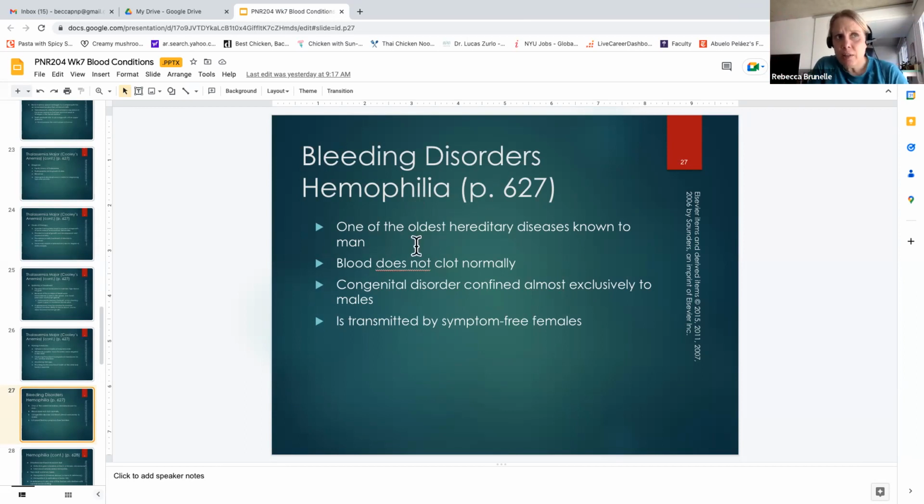It is also genetically inherited, but it's different. So it says here it's transmitted by symptom-free females. Does anyone understand that? Does anyone want to share what they think why that could be or how that would work?